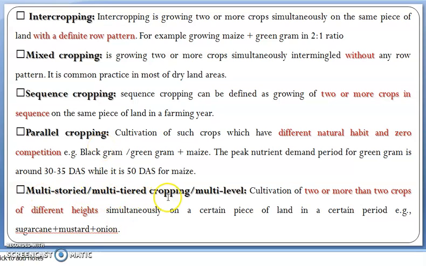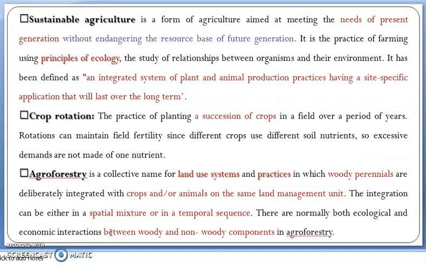Multi-storey or multi-tiered cropping, or multi-level cropping: cultivation of two or more crops of different heights simultaneously on the same piece of land in a certain period. An example is sugarcane, mustard and onion. These three crops have different heights. As there are different heights, different storeys, that's why it is called multi-storeyed cropping, like a multi-storeyed building. Okay, next.